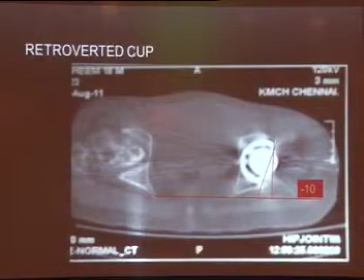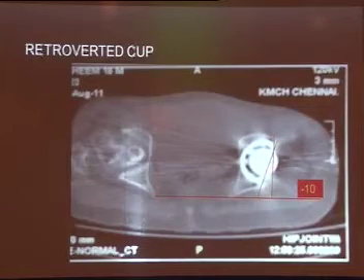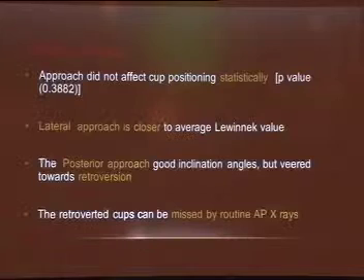This is the post-op CT scan showing a retroverted cup, where the face of the cup is facing posteriorly with minus 2 degrees of retroversion. Another post-op CT showing a retroverted cup.